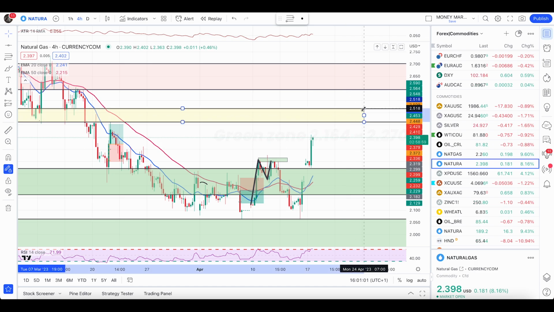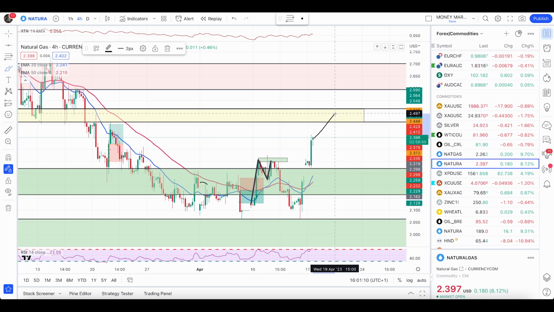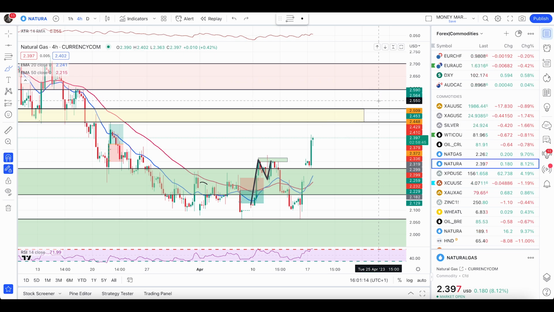The next minor zone is right here, 2.462 goes up to 2.515. This is the zone from where I want to see a pullback, a little scalp, and then price is likely to push up towards the next major level, which I'm going to mention in my upcoming video.